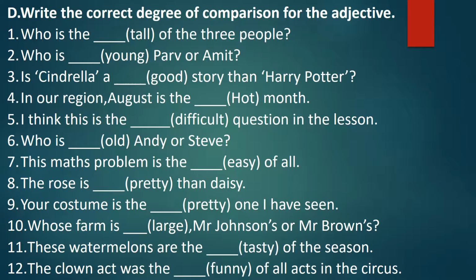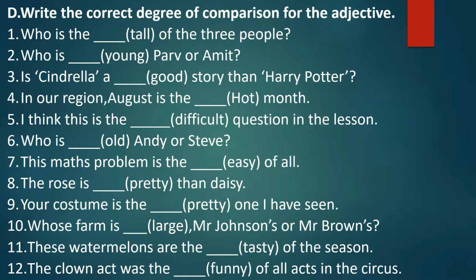Now the fifth sentence, I think this is the dash question in the lesson. So difficult is the adjective and we are comparing one question with other questions also. So what will come? Superlative degree, most difficult. So I think this is the most difficult question in the lesson. Sixth, who is the dash, Andy or Steve? Old is given. Old is the adjective. So we are comparing the two persons. So the comparative degree of old will come. Who is older, Andy or Steve?